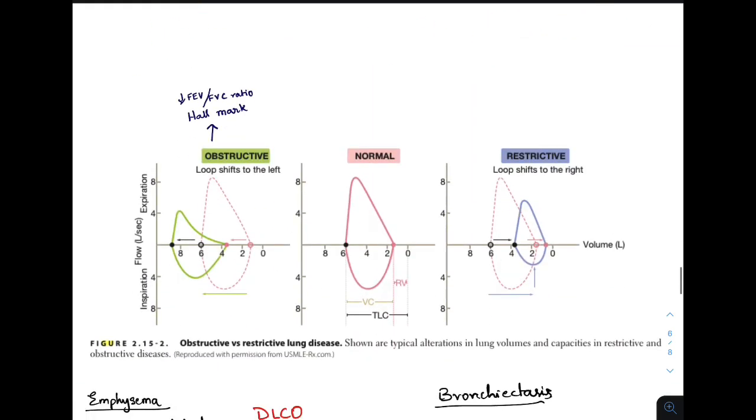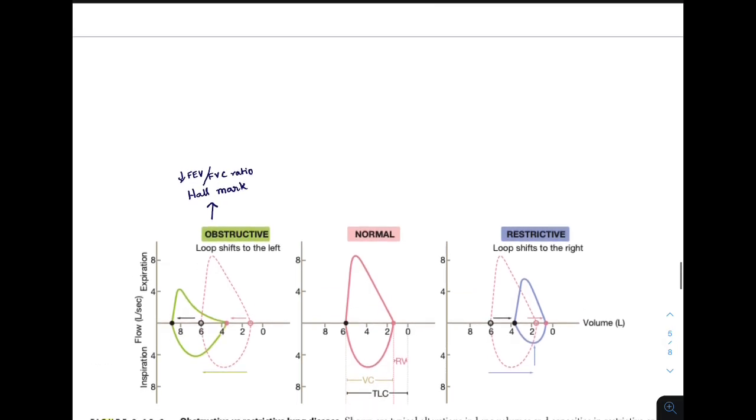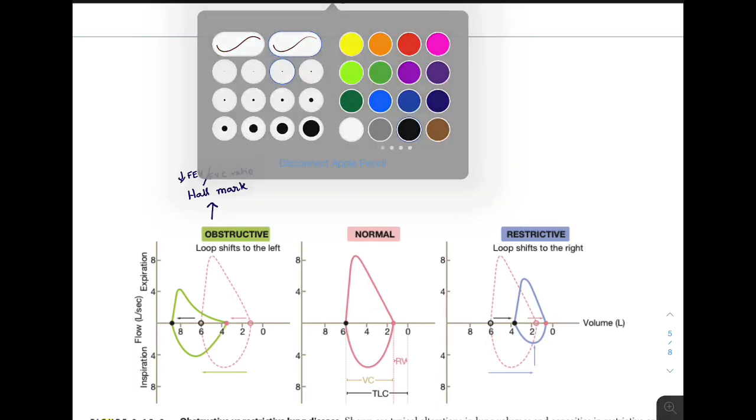See here, obstructive, restrictive, and normal. See, actually this concept, this is a very good concept actually. The volume loops, okay, in this normal volume. So what is a volume loop? We'll see that.